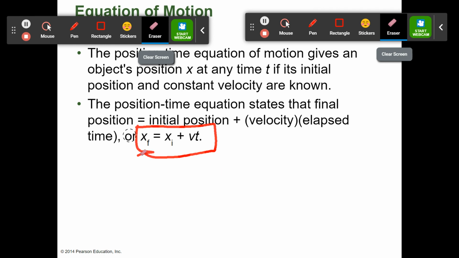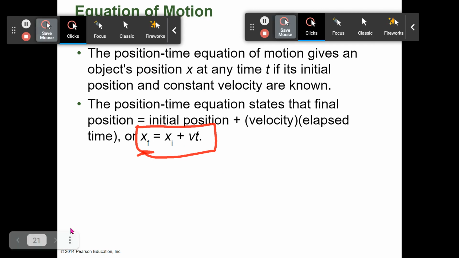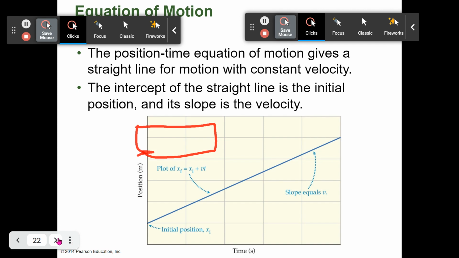Oh no. Clear screen. Well, now that square is going to be stuck there forever. But that's okay.